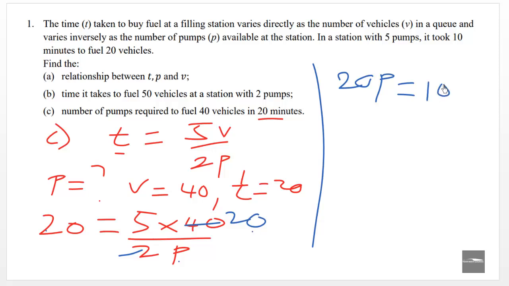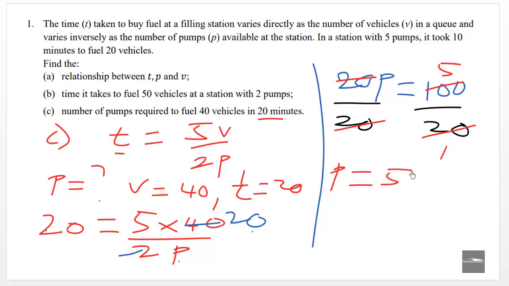So we have 20P is equal to 100. When we cross multiply, then we divide through by 20 to get P to be equal to 5 pumps. Therefore, the number of pumps is 5.